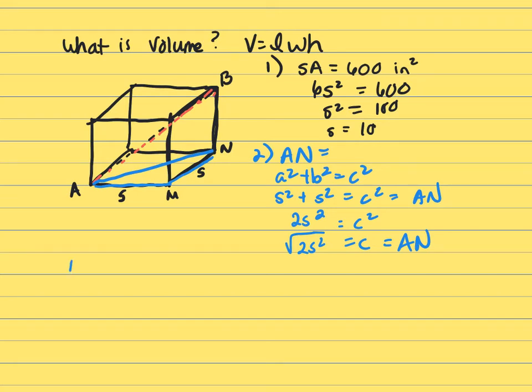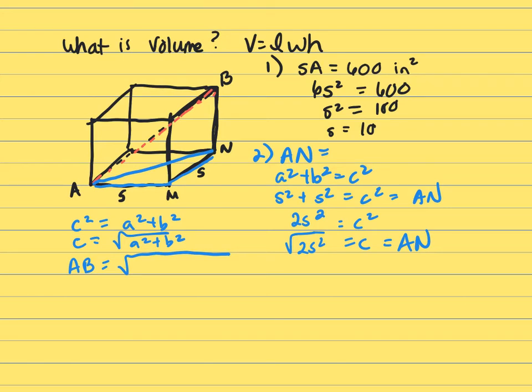AB equals, see what I'm doing, I'm going to simplify it by saying C squared equals A squared plus B squared, and C equals the square root of A squared plus B squared. That's what I'm doing. So AB is what? AB is the square root of AN.